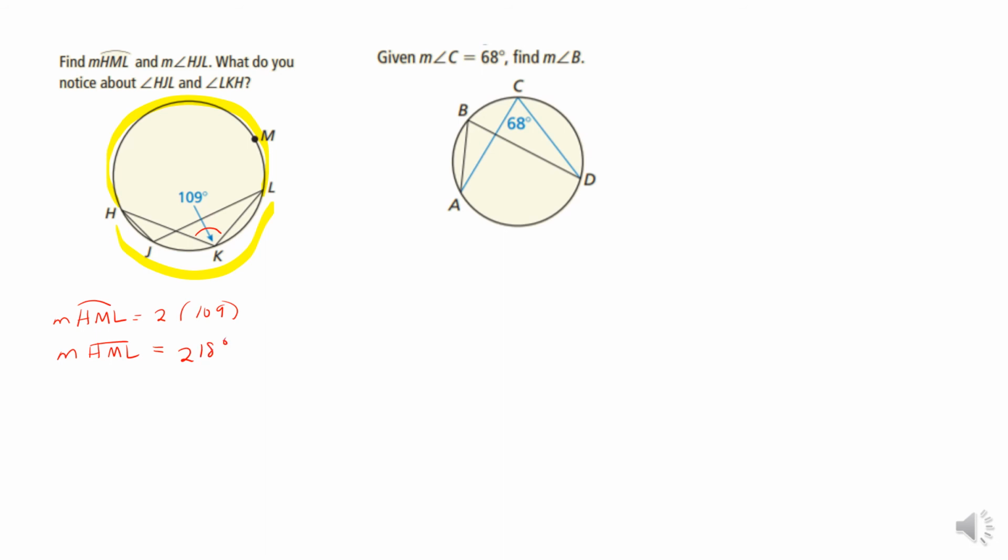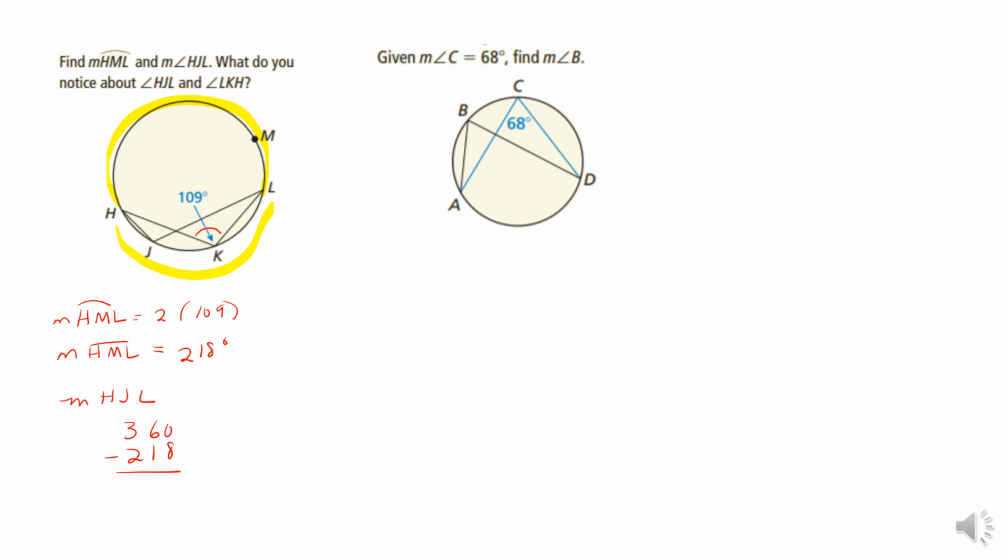And they also want, what do you notice about HJL and LKJ? They are both 109 degrees. They are congruent because they both intercept the same arc. And then we're going to find the measure of HJL, and HJL is 360 minus 218, and that's how you would find the measure of HJL. And you can go ahead and find that, okay? Because that's what's left over.